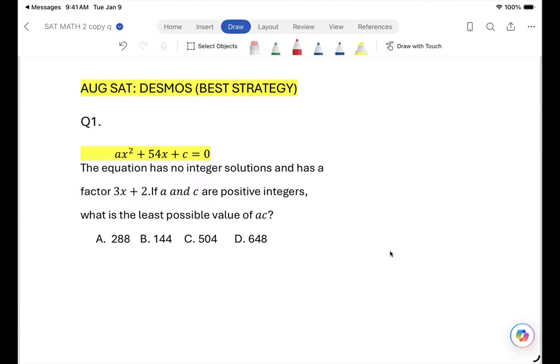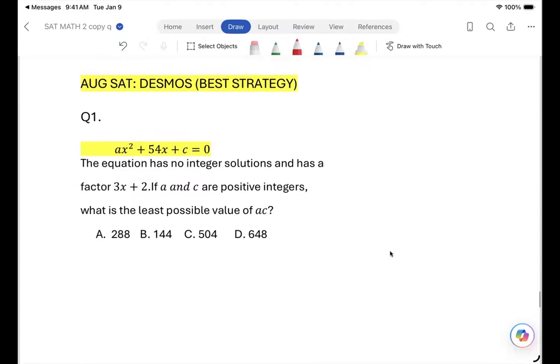Sometimes you need algebra to help you. Sometimes you need Desmos to combine with algebra. This is the Desmos strategy for the SAT. Let's get to it. As you can see, this first question is a good question somebody sent to me. It has a lot of information. I'm going to teach you some good algebra and some good Desmos, and some will combine them together.